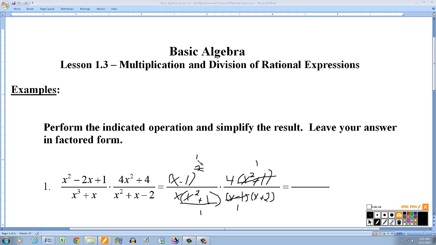So what do I have left? I have this is a 1 here, a 4 here, a 1 here for that one. So I have left in the numerator numerical coefficient of 4 and a factor of x minus 1. So I simply put then 4 times x minus 1.